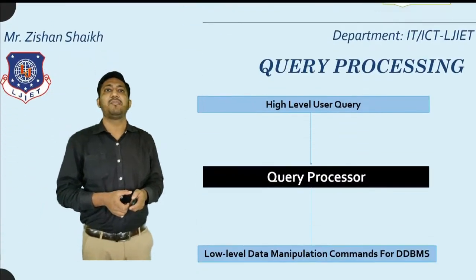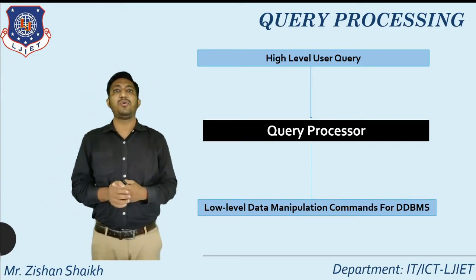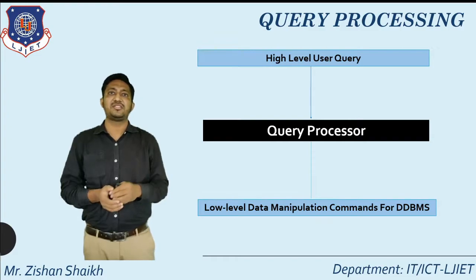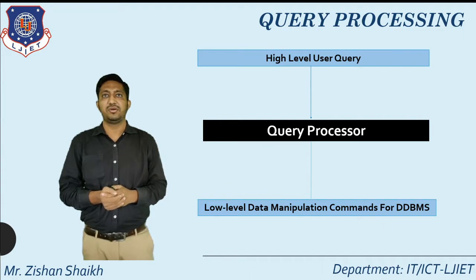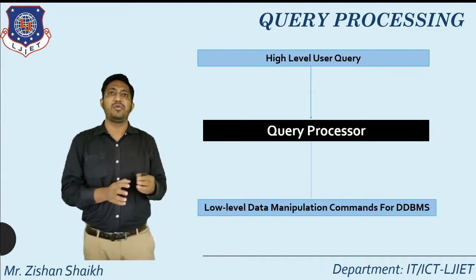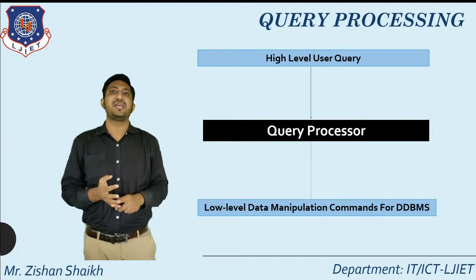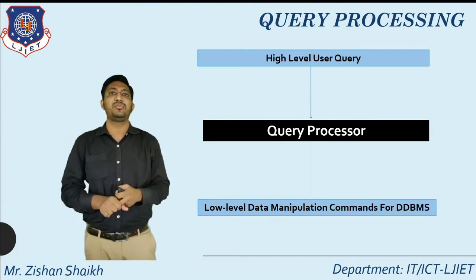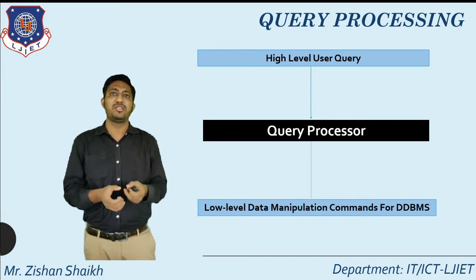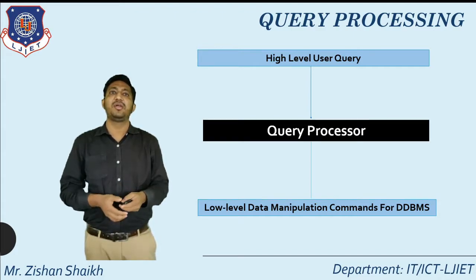So let's start with the query processing methodology. The user query, that is our SQL query, is known as a high-level query language. It is a structured language known to the user. When the query processor gets that query from the user, it first checks the syntax. If the syntax is correct, it tries to convert it into a relational form, known as low-level data manipulation commands for the DBMS.